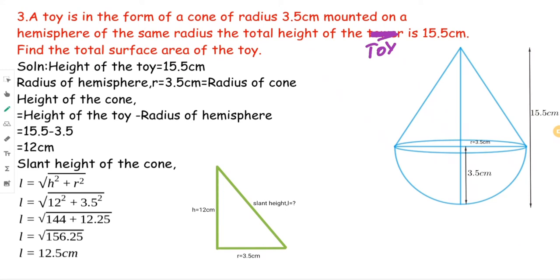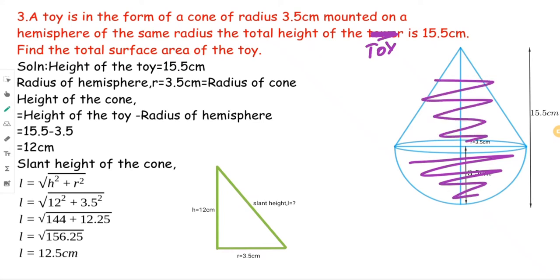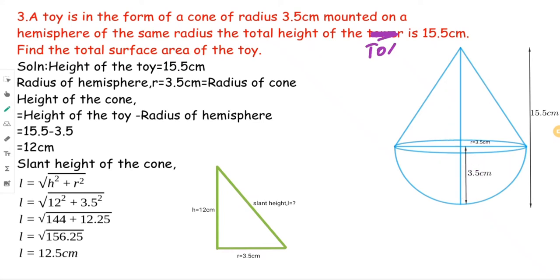So like our previous question, it will be curved surface area of the hemisphere plus curved surface area of the cone. Then I will get the total surface area of the toy. Okay, so the height of the toy they've given us. Like I said, the radius of the hemisphere equals the radius of the cone. Let us find the height of the cone. So once again, remember the height of the hemisphere is 3.5. So total height of the toy minus radius of the hemisphere. Total height already given to us is 15.5, and then the radius or height of the hemisphere is 3.5. That is how I'm going to get the height of the cone. That means this is equal to 12 centimeter.